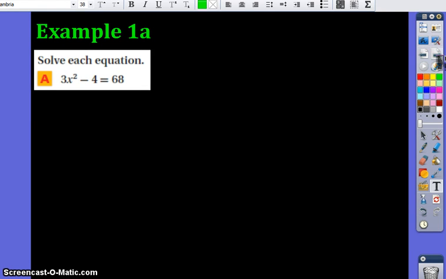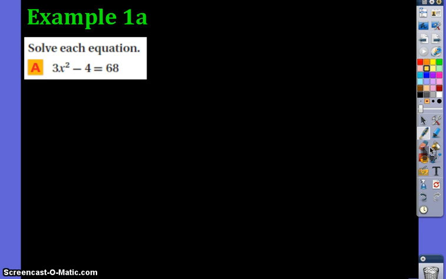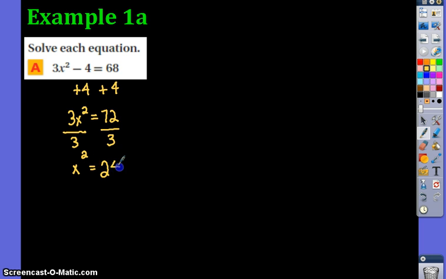So here's example 1a. Solve the equation 3x squared take away 4 is equal to 68. Our first step here is going to be to add 4 to both sides. So at this point we have 3x squared is equal to 72. The next step would be to divide by 3 on both sides, and we get x squared is equal to 24.